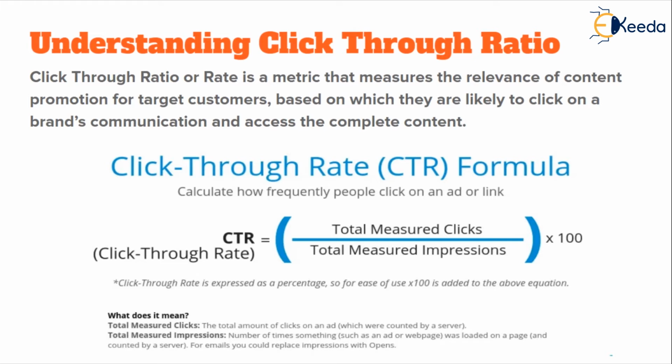Let's begin by trying to understand what click-through ratio as a KPI is. Click-through ratio or rate is a metric that measures the relevance of content promotion for target customers, based on which they are likely to click on a brand's communication and access the complete content. So it basically means that when you have designed a content and finally you have come up with ways to promote it on various platforms, be it search engine or be it social media, and then you have gone ahead and created more content for promotion of content.